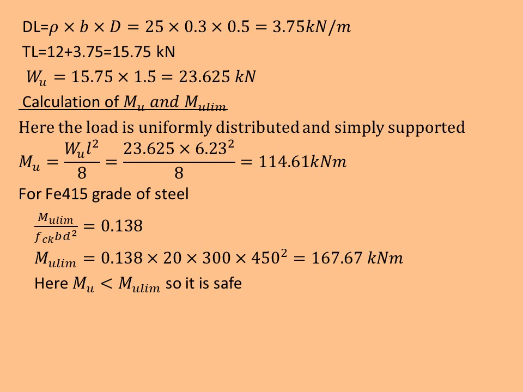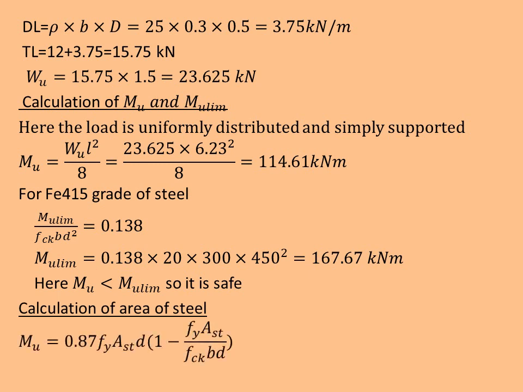Now we have to calculate the area of steel. In under reinforced section, we know that Mu is equal to 0.87 Fy AST D into 1 minus Fy AST by FCK B D.